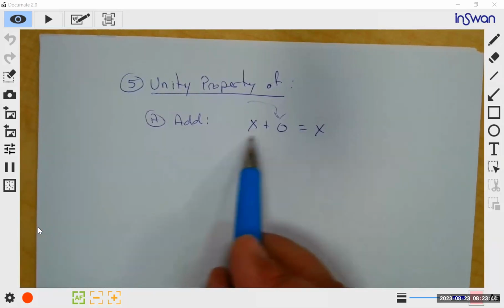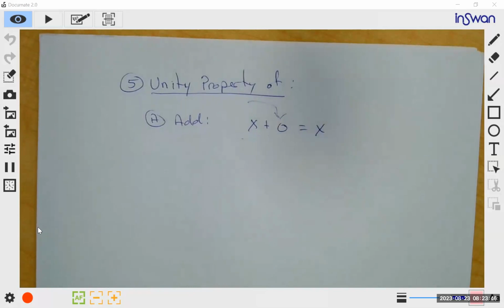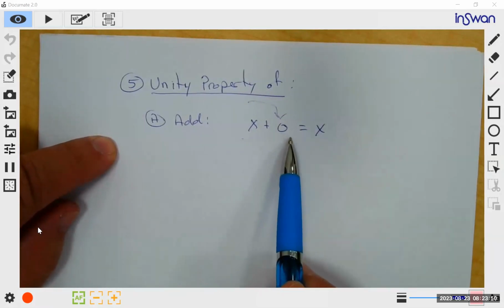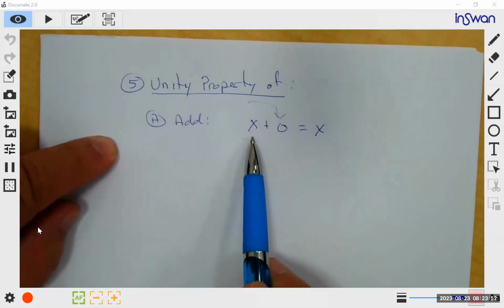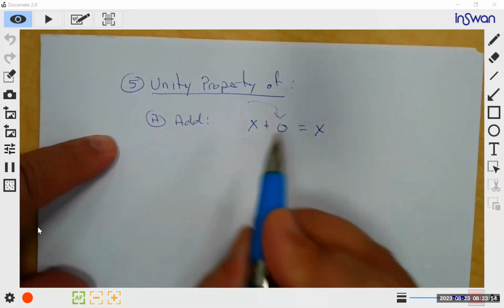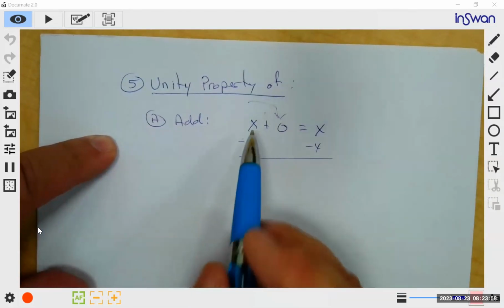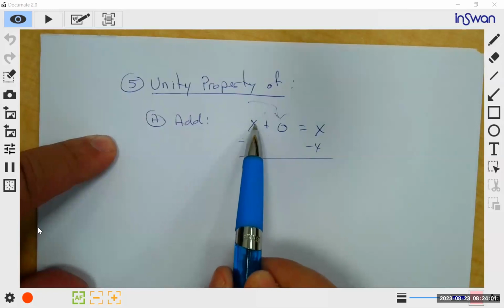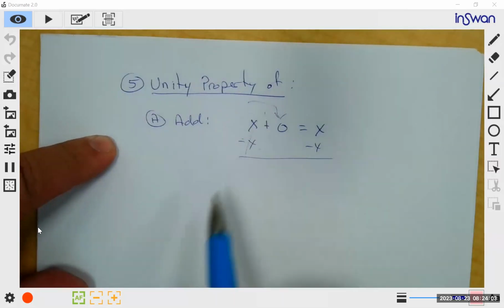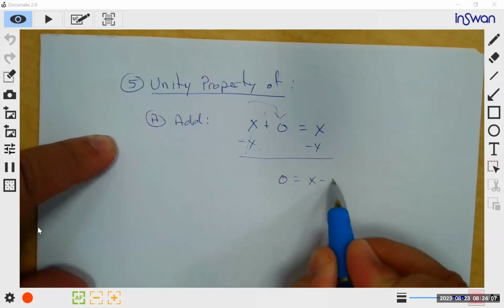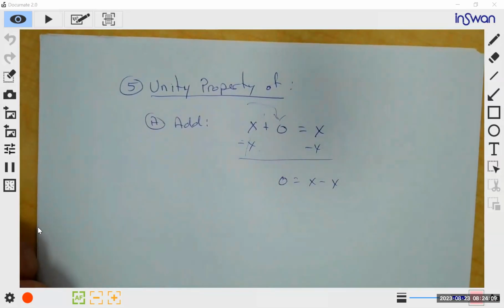But actually, this brings us to another property. This brings us to the inverse property. How do I solve for 0? What do I have to get rid of? X. How do I get rid of the x? So that's what we just did in the inverse property. X minus x gives us 0. So this brings us into the other properties we discussed.